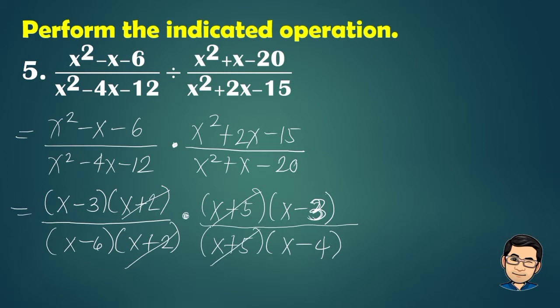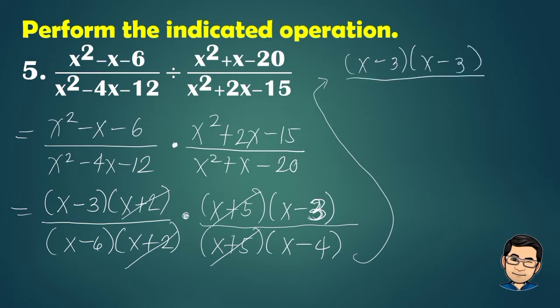So, may mga mapafactor pa ba? Wala na. So, ang gagawin natin sa mga remaining factors na to is i-multiply natin sila. Okay. So, magiging ganito. X minus 3 times x minus 3. Tapos, sa baba, x minus 6, x minus 4.